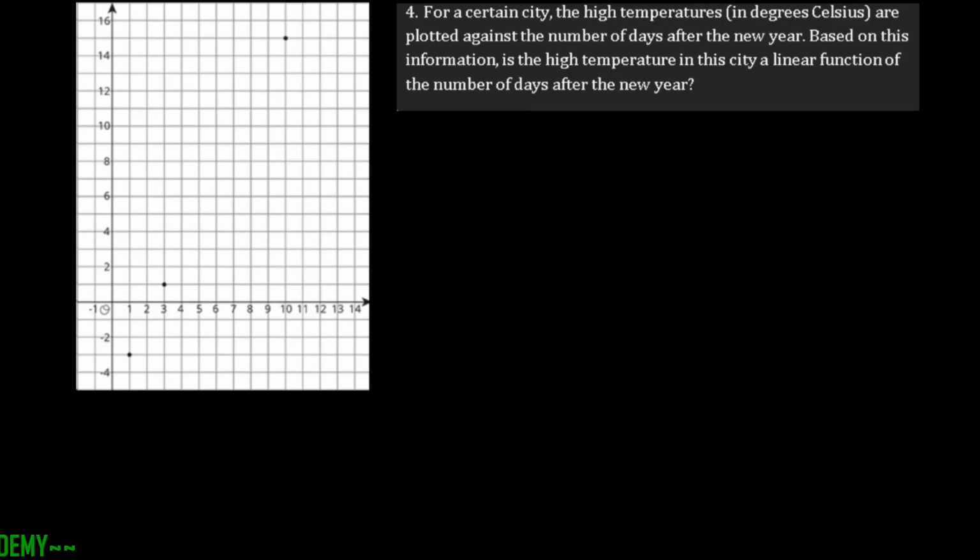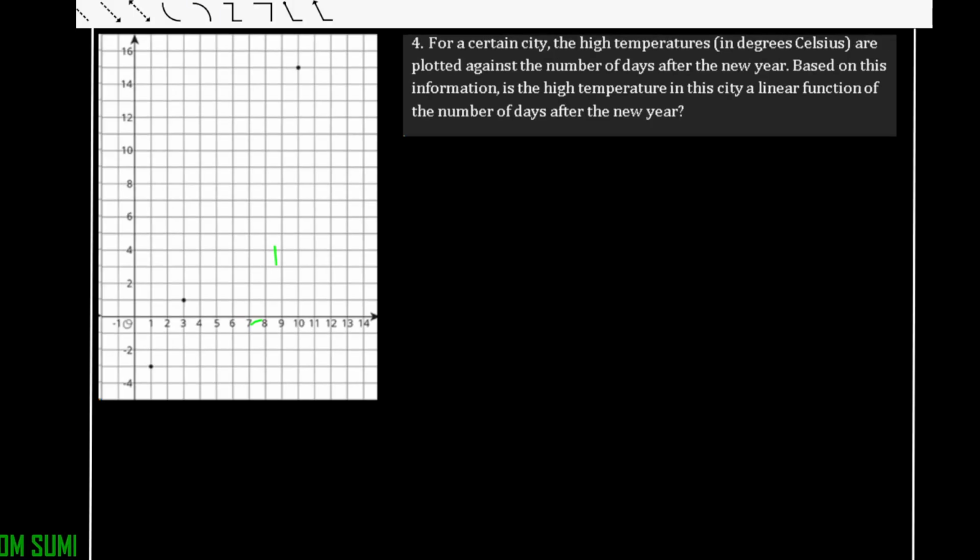All right, so now that you graphed those systems, it says for a certain city, the high temperature in degrees Celsius are plotted against the number of days after the new year. Based on this information, the high temperature in this city is a linear function of the number of days after the new year. So let's graph our line first.